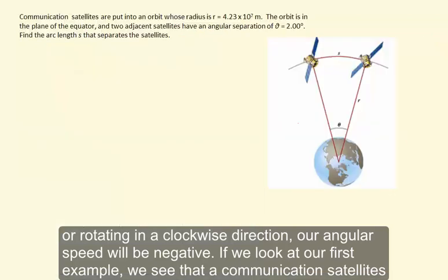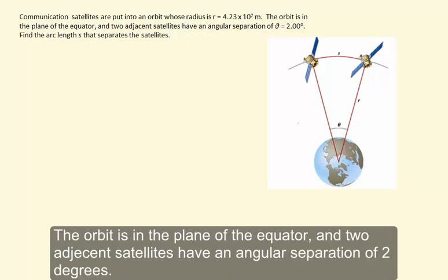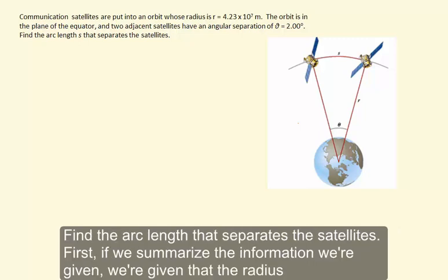If you look at our first example, we see that our communication satellites are put into an orbit whose radius is 4.23 times 10 to the 7th meter. The orbit is in the plane of the equator, and two adjacent satellites have an angular separation of 2 degrees. Find the arc length that separates the satellites.